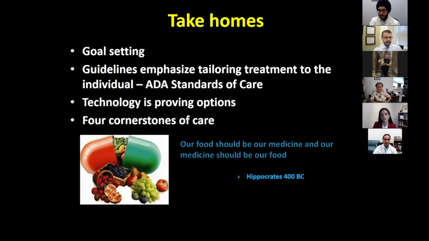Technology is definitely helping, and I think is going to help us moving forward. I think if the four cornerstones of care are there, we're going to get things right. And if we can achieve that, I think we'll get the right outcomes for our patients with diabetes.